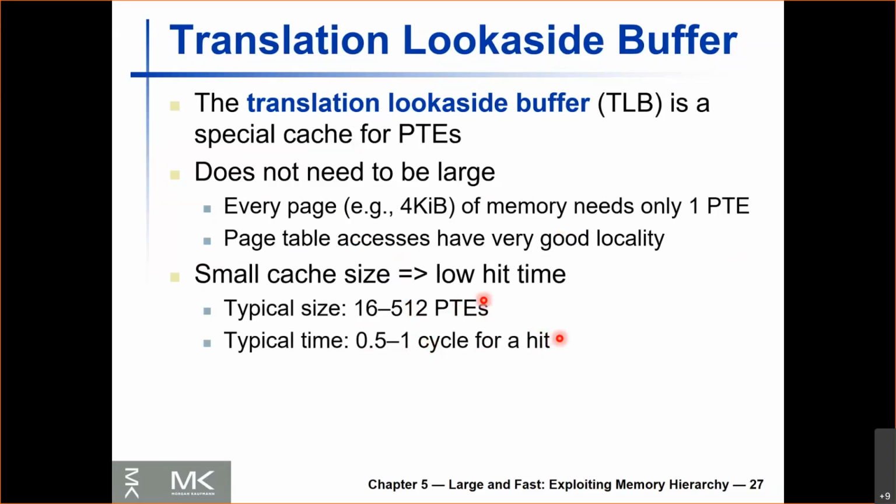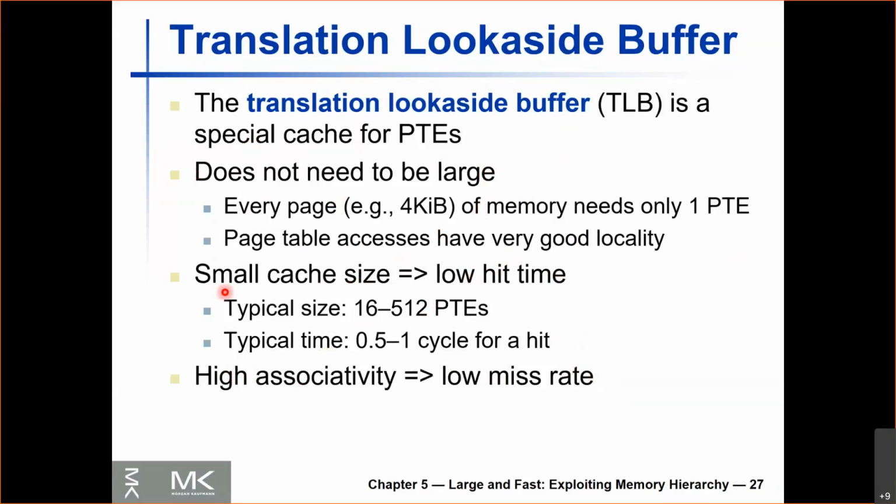So since the TLB is not very large and doesn't have many entries, you have a small TLB size to ensure a low hit time. At the same time, I can have high associativity to ensure a low miss rate. So I can design the TLB to have both low hit time and low miss rate by taking advantage of the fact that it does not need to be large.